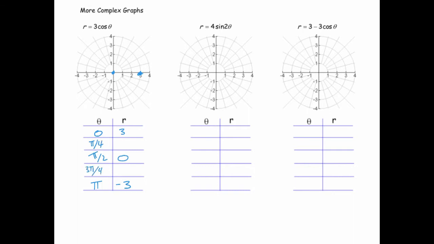So when you plug in pi over 4, you get 3 over root 2. Root 2 is a little less than 1.5, so this is something that's a little bigger than 2. And when you plug in 3 pi over 4, you get negative 3 over root 2. Okay, so that should give you some sense. If you rotate pi over 4, you're going to walk out a distance that's a little more than 2. And if you rotate 3 pi over 4, you're in the second quadrant, but you're going to walk backwards 3 over root 2, a little more than 2.